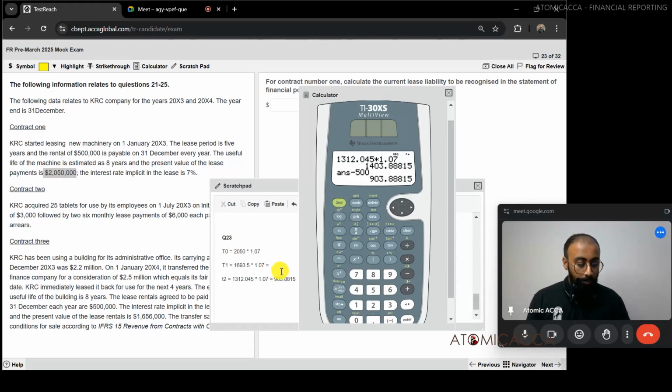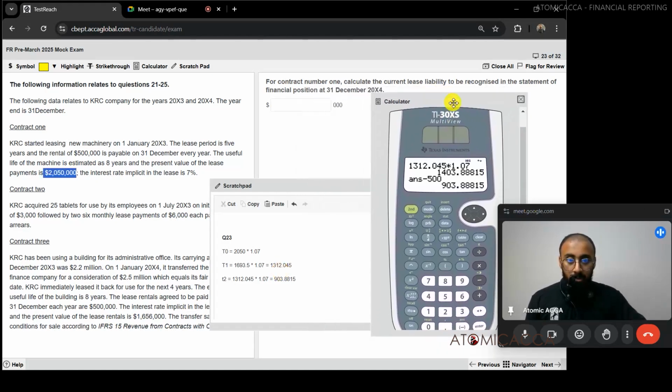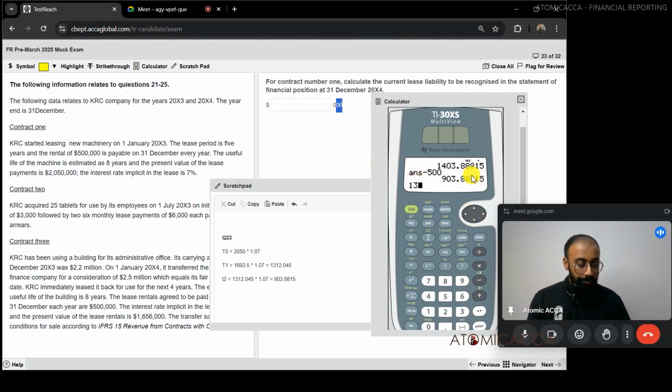What was the answer over here? T1 ending was 1312.045. So if I find the gap between these, they want it rounded off to thousands, so I don't need all these decimals. I'm just going to find what is in between. So that will be 1312.045 minus 903.8815. I'll just remove all the decimals. It will be 1312 minus 904 or 903, somewhere around this. That will be equal to 408,000.